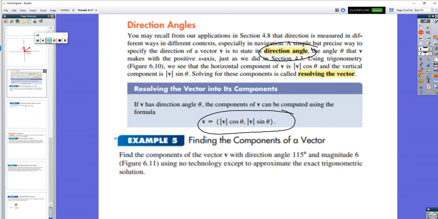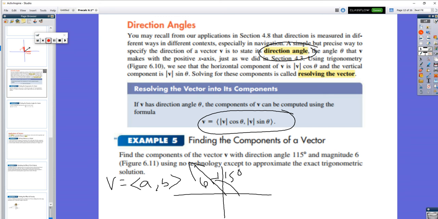So super simple to get things going. We're basically just trying to say, hey, I know that vectors are written in the component form a comma b, horizontal moving left and right, vertical moving up and down. But can I utilize information about a vector's direction angle, like the fact that it has a 115 degree direction angle, and the magnitude of 6, take that information and figure out what the left, right, up, down components are of the vector?